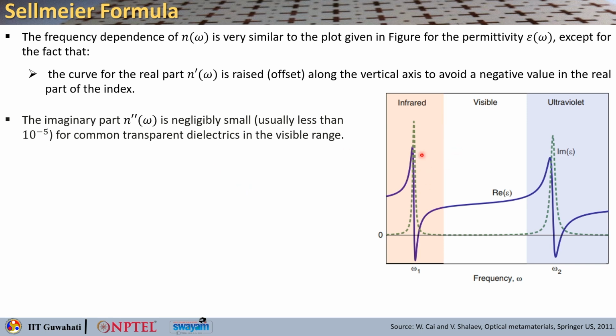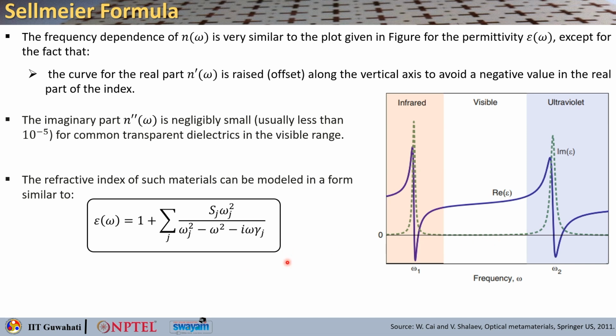And the imaginary part, that is n double prime omega, is negligibly small, typically of the order of 10 to the minus 5, that is for the common dielectrics in the visible range, which also can be seen from here, that it is very small, right. So, in such case, the refractive index of this type of material can be modeled in a form which is like this. So, you can write epsilon omega as 1 plus summation over j s j omega j square divided by omega j square minus omega square minus i omega gamma j.